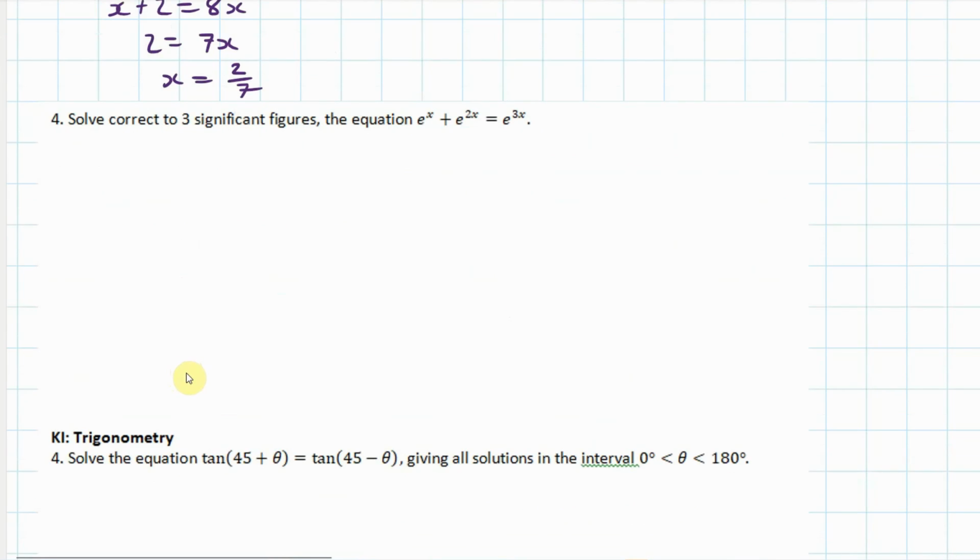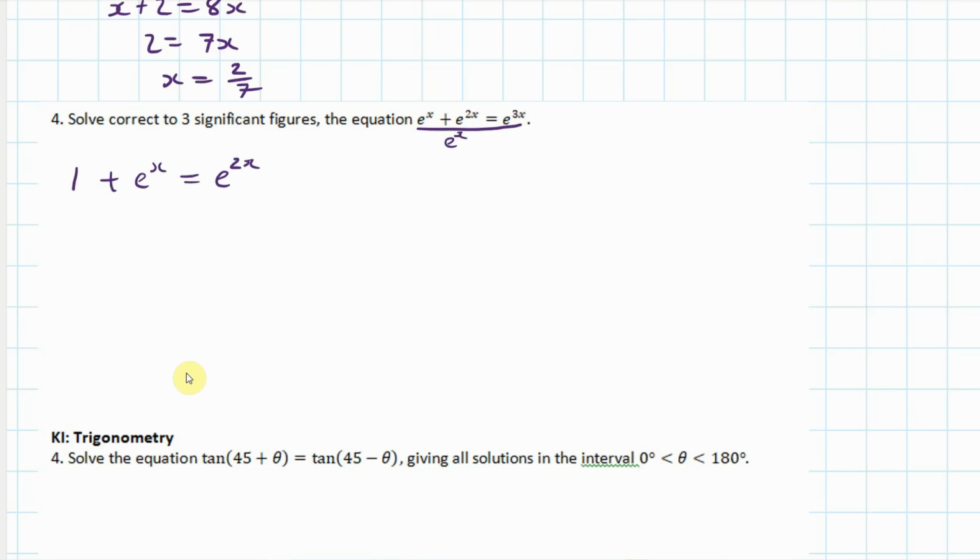We've got to solve this to 3 significant figures. Okay. My first step, I'm going to divide the whole thing, both sides, by e to the power of x, just to make things a little bit easier. So I'll get 1 plus e to the x equals e to the 2x. And you might be thinking, what the blazes did he just do? Is that some kind of black magic and sorcery?